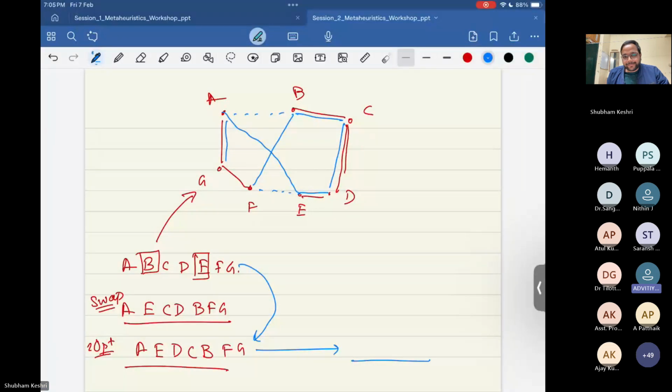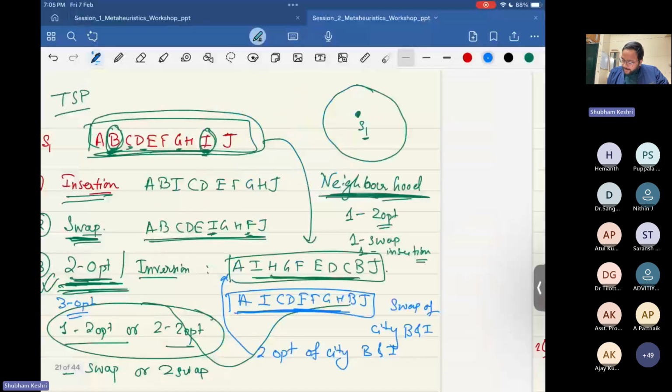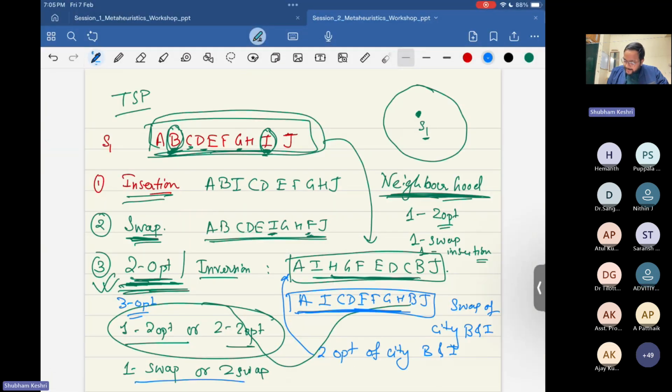One more doubt I have: how to know up to what extent we need to enlarge our landscape? So enlarging the landscape, there is one heuristic known as variable neighborhood descent or variable neighborhood search. These are two different metaheuristics: one is variable neighborhood search and one is variable neighborhood descent.